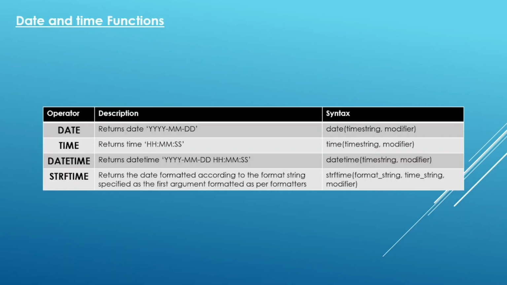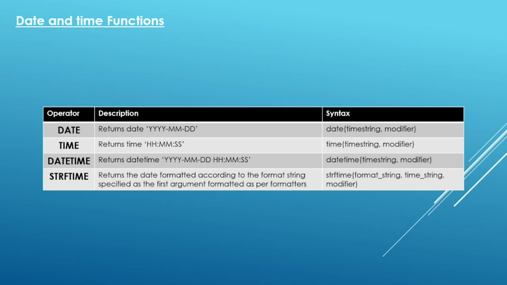Today we are going to learn about date and time functions. The primary date and time functions are date, time, datetime, and strftime. The date function returns the date in year, month, date format. The time function returns hour, minute, second format. Datetime returns the date and time, or timestamp, format. And strftime is used to do string formatting on time related data.